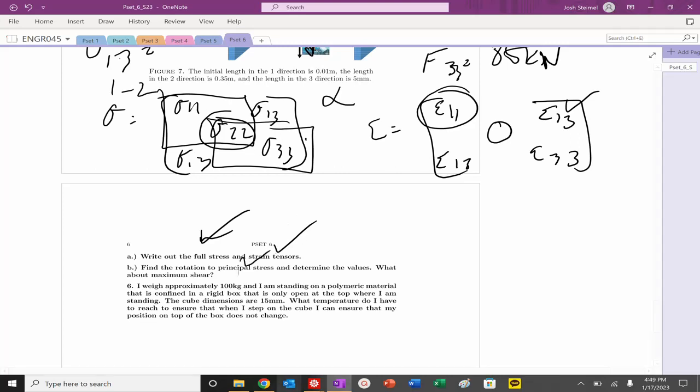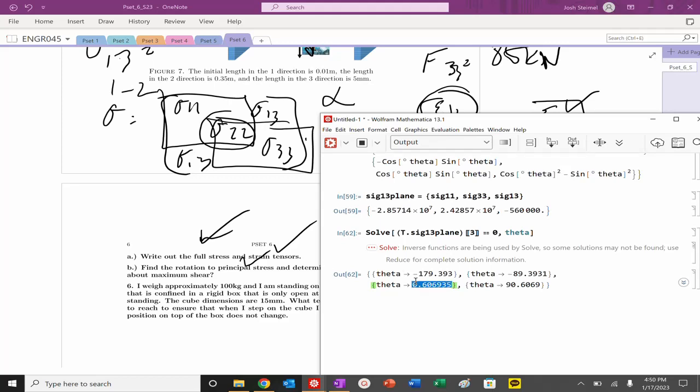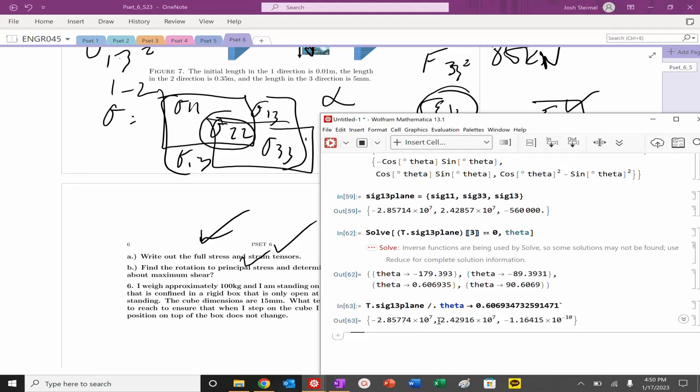What values? We can actually do that right now. So the values would be, if I take this, and if I do t dot sig 13 plane slash dot theta, theta goes to this, we can see that basically this is 0. This would be my sigma 1. This would be my sigma 2 value, or those normal stress values. Excellent. If I want my maximum shear stress, I can just do plus 45 degrees.